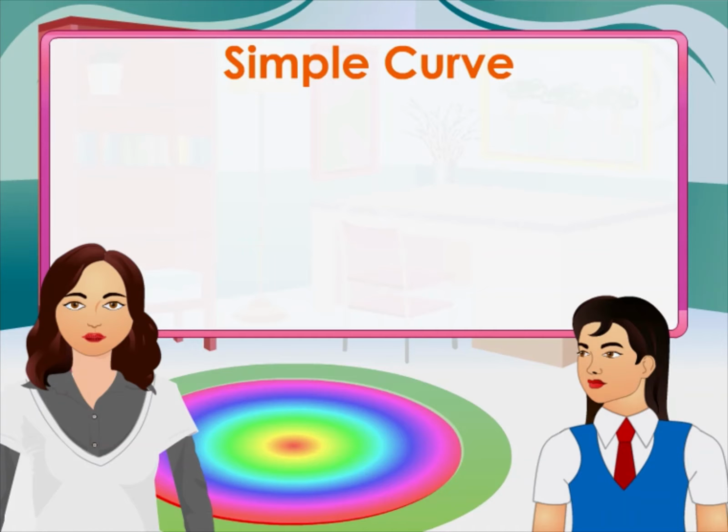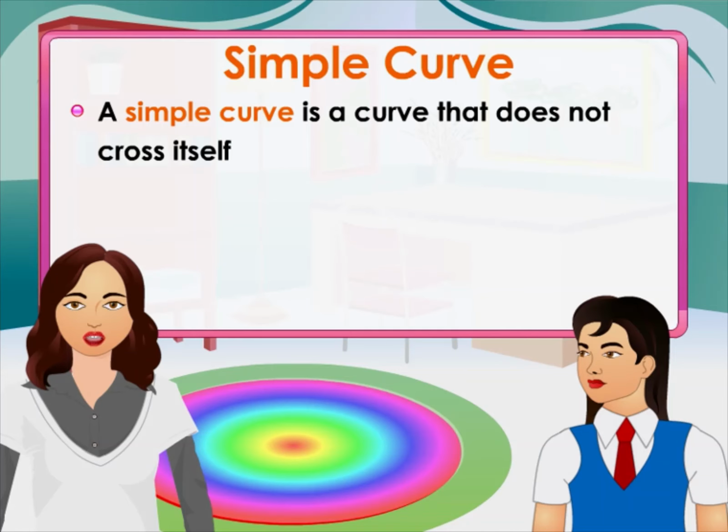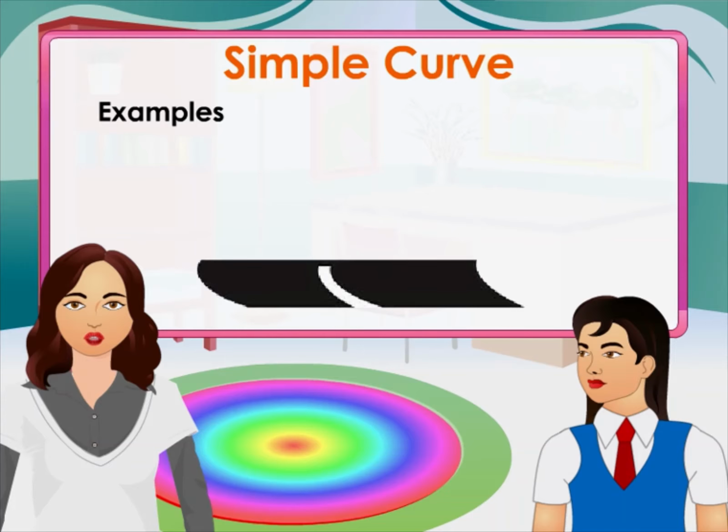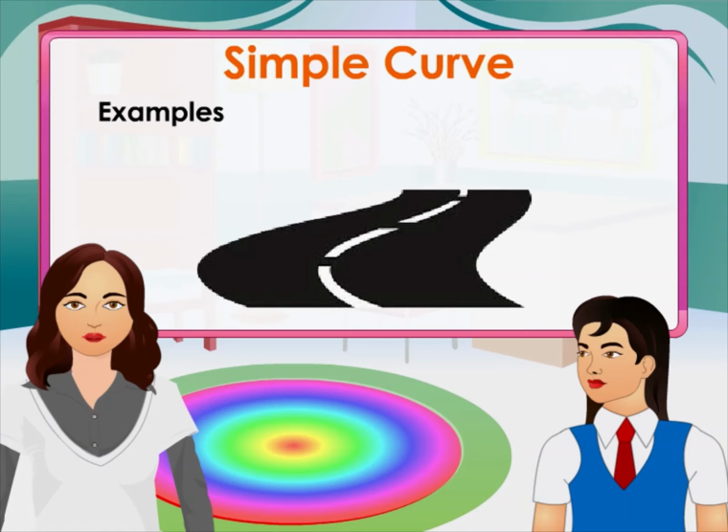Simple curves. A simple curve is a curve that does not cross itself. There are two types of simple curves: closed curve and open curve. The bends of the roads are examples of simple curves.